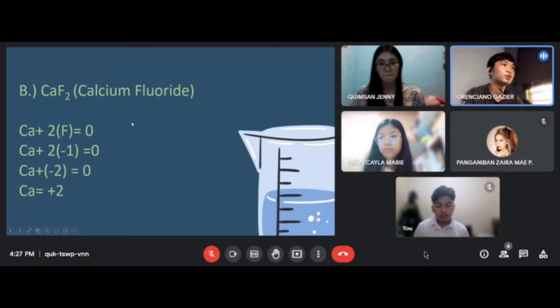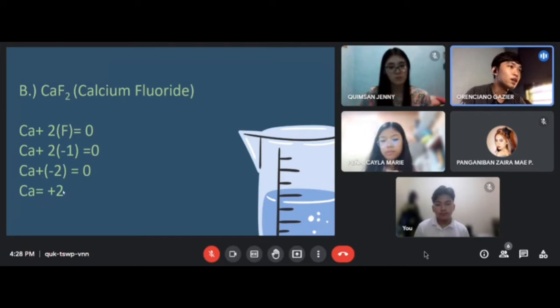Letter B, calcium fluoride. So, we have here, find Ca. Ca plus 2F equals 0. Then, Ca plus 2, and F is fluorine. So, fluorine, in the general rule, is always negative 1. Then, 2 times negative 1 equals negative 2. Then, Ca plus negative 2 equals 0. We just transpose, and it becomes positive 2.